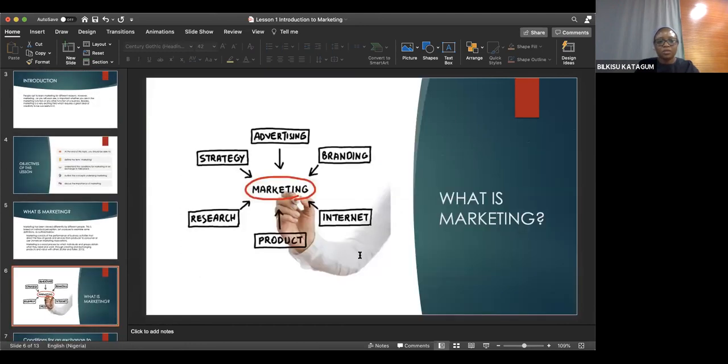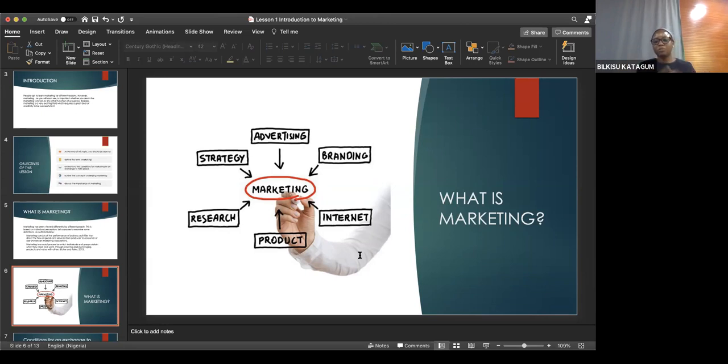Now, the next thing is that marketing covers different aspects. You have strategy, advertising, branding, research, product, internet marketing, and the pricing aspect of it. Promotion is under advertising and branding. So there are different areas to marketing. It's not just one straight thing, where you're just selling your product or service. No, it consists of different aspects of life.